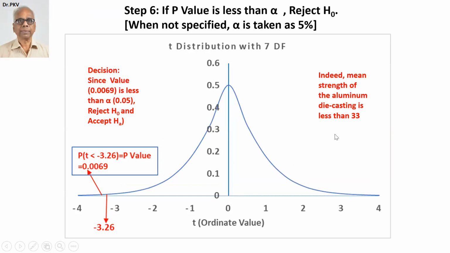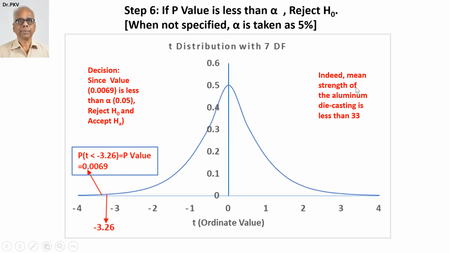Step 6, if the p-value is less than alpha, reject the null hypothesis and accept the alternative. When not specified as before, we take alpha as 5%, and the p-value computed, 0.0069, is less than alpha. As you can see, alpha is 0.05. This is 0.0069. Therefore, the null hypothesis is rejected. The alternative HA is accepted.